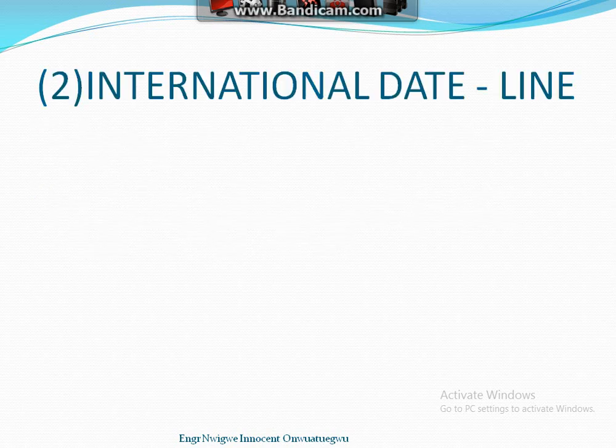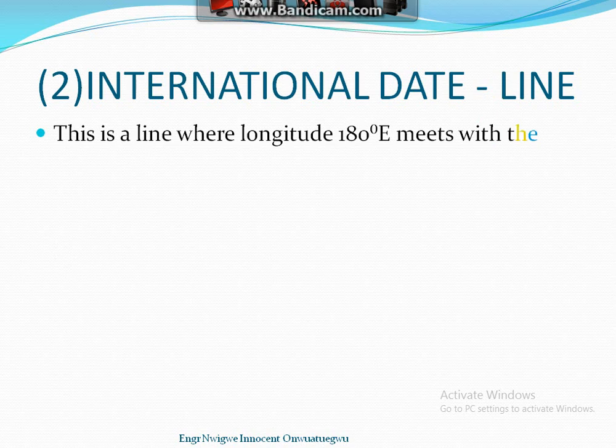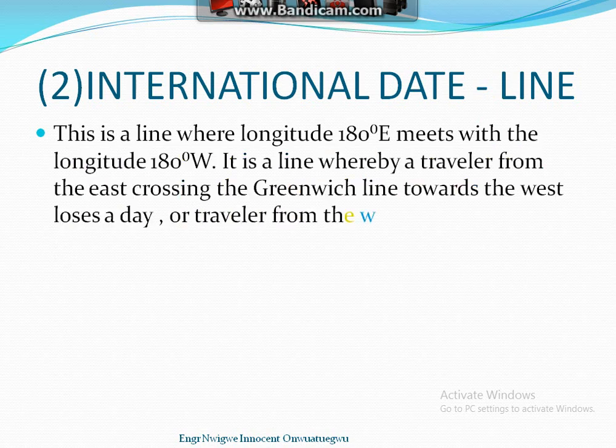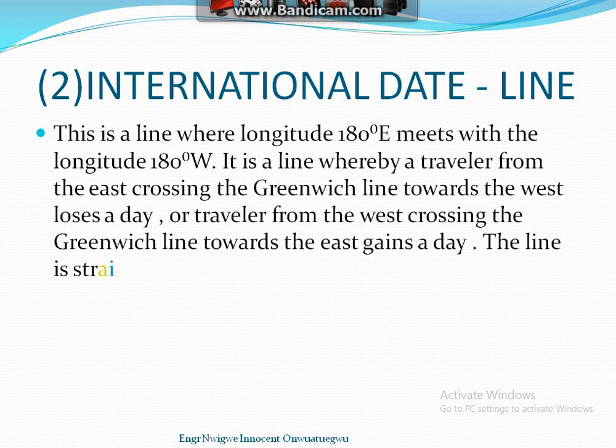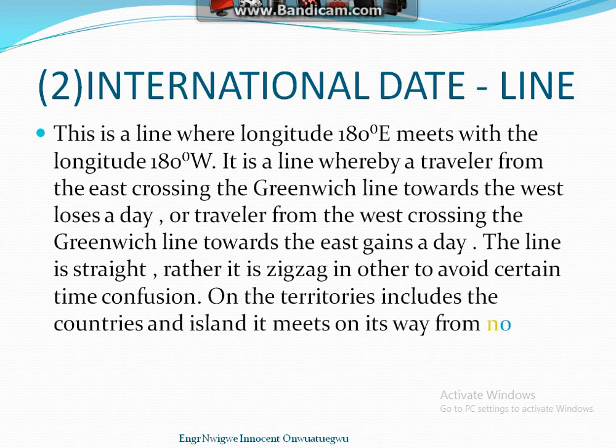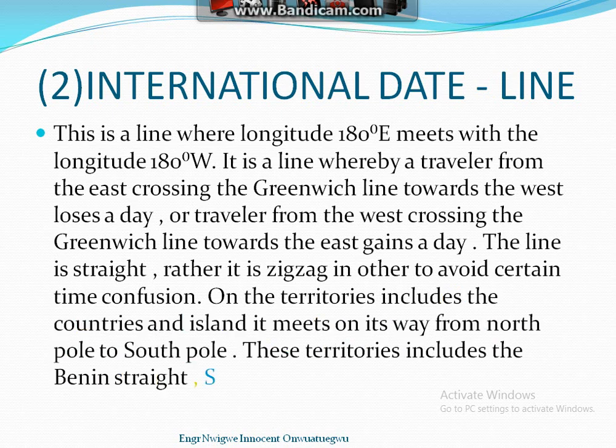2. International date line. This is a line where longitude 180 degrees east meets with longitude 180 degrees west. It is the line whereby a traveler from the east crossing the Greenwich line towards the west loses a day, or a traveler from the west crossing the Greenwich line towards the east gains a day. The line is not straight, rather it is zigzag in order to avoid certain time confusion.